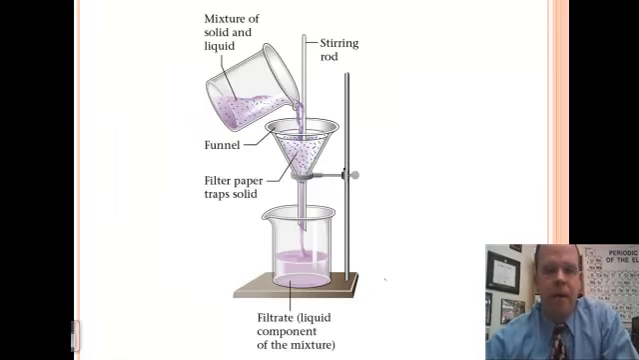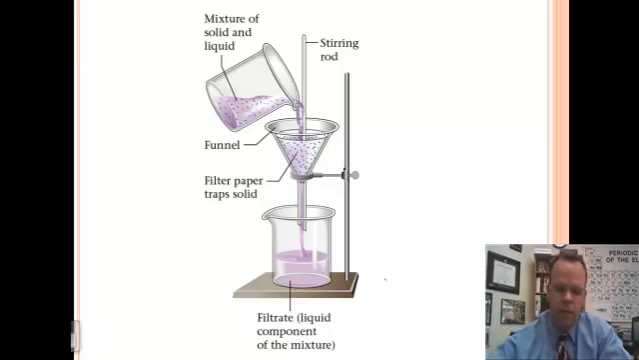Filtration is a good method for separating solids and liquids. You take a filter paper, you pour the mixture into the funnel that has the filter paper in it. The filter paper has small holes, small enough that the liquid can travel through, but the solid cannot. The solid is left behind, and you collect what's known as the filtrate, the liquid below.